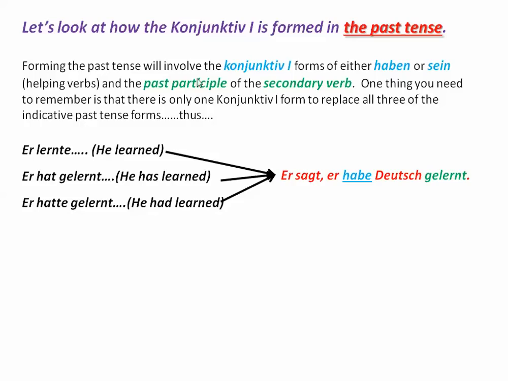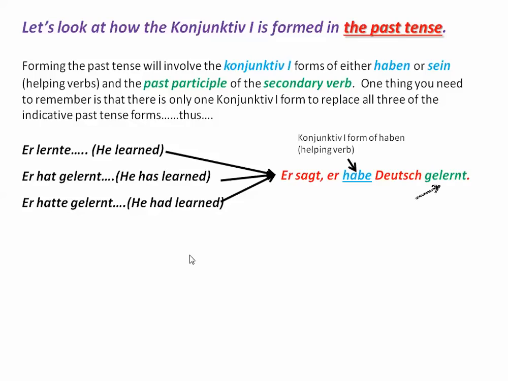In the indicative mood, you have the simple past or imperfect, lernte. You have the present perfect or Perfekt in German, hat gelernt. And you have the Plusquamperfekt or the past perfect, we would say in English.